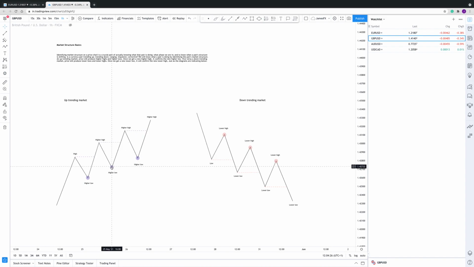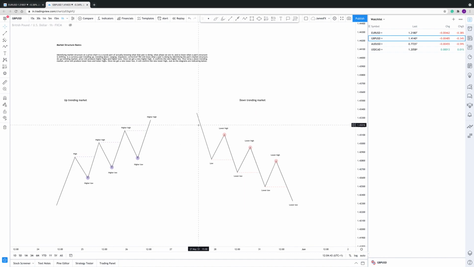We pull back, higher low. We then wait for a new higher high, which confirms the higher low, and then higher high, higher low, higher high. Now the same is in a downtrending market, but obviously it's flipped, so it's the opposite.